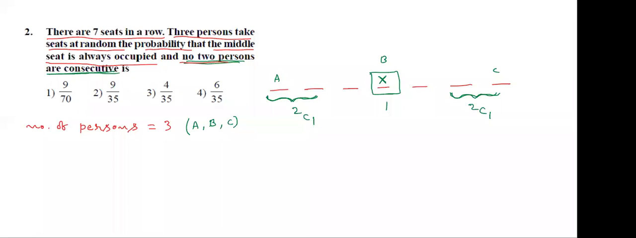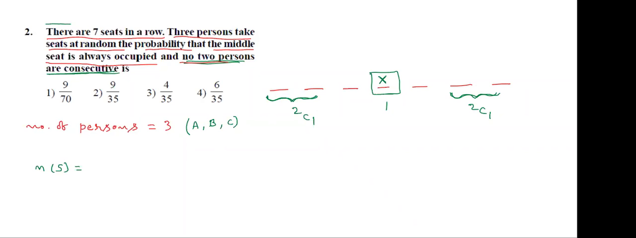We can interchange them. 3 persons can be arranged in 3 factorial ways, or not? ABC, ACB, BCA, CAB, like that. Okay. Now, finally, what is N of S? Here we didn't write N of S. N of S. See, what is N of S, students?